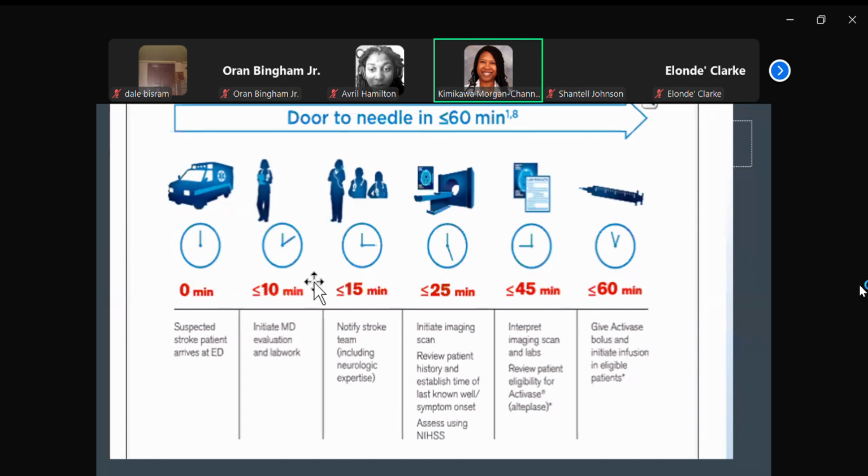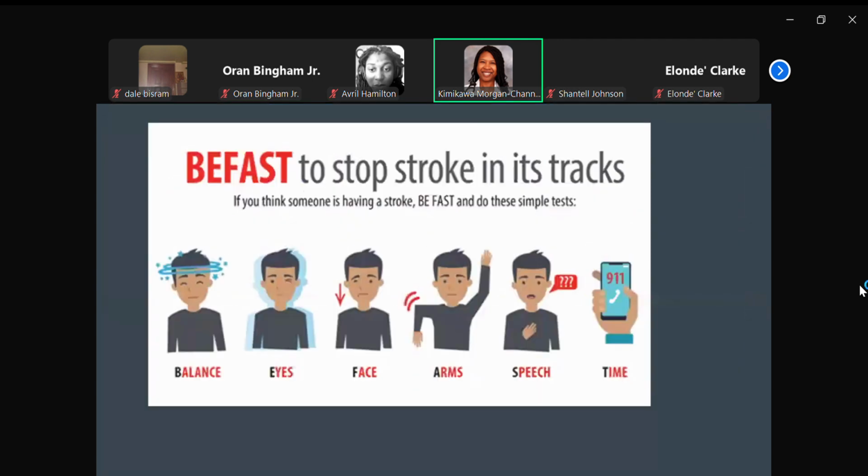So first, before you get here, you have to recognize the patient needs to go to hospital. And how do we do that? That's where the acronym BE FAST comes in. And this is what we want to tell everybody in Jamaica and across the globe. Be fast, because time is brain. And BE FAST is an acronym of the symptoms of a stroke.